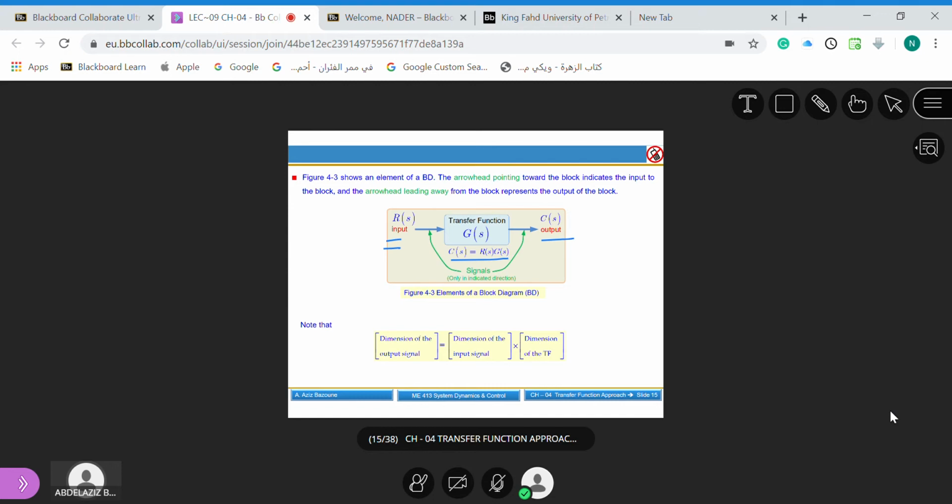The arrows are going this way, in this direction, and this is called the forward path. If, like we are doing in Simulink, we take a signal backward like this, from here, this is a feedback. It's coming back. So this one is forward and this one is feedback. This is called a summing point.